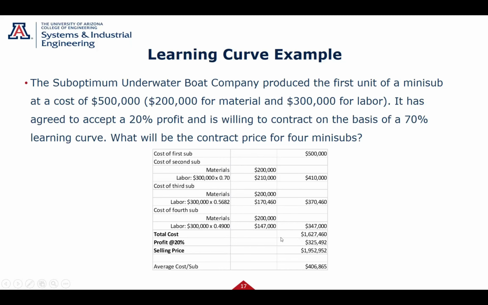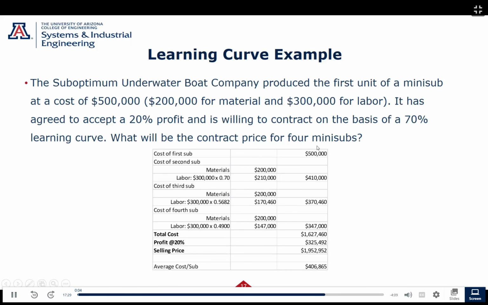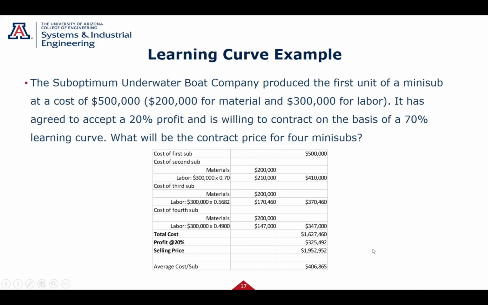Now look at what it's costing me. Total cost $1.6 million. Not $2 million, because I'm not just taking 500 times 4. I can add my 20% profit. Boss, this should cost, with profit, remember, cost is your cost, price is what's priced to the customer, $1.95 million. So that's how you would do this. And if you wanted to say what's the average cost per sub, it would have been $406. I'm not sure if that matters or not, because you were asked for the total bid.